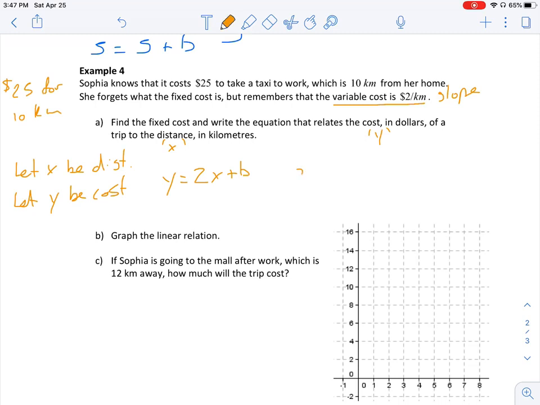What's my y value? 25 equals 2 times my x, which is 10, plus b, my y-intercept, which in this case, 25 equals 20 plus b. So then my b value, or my y-intercept, is 5.